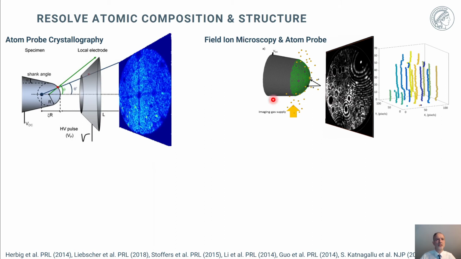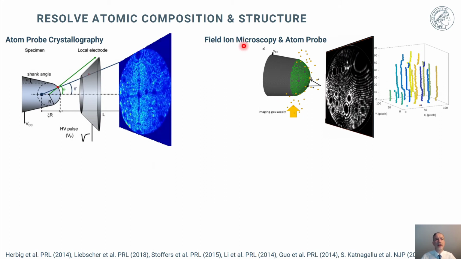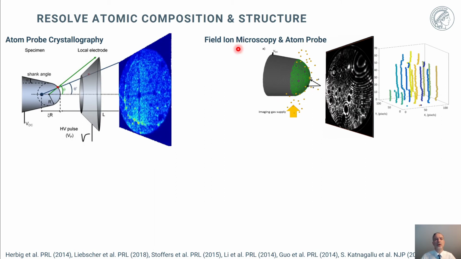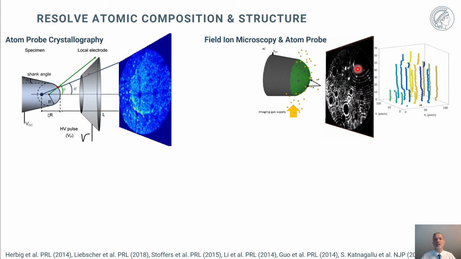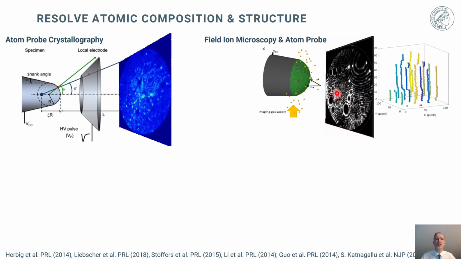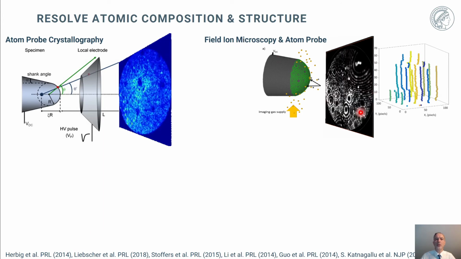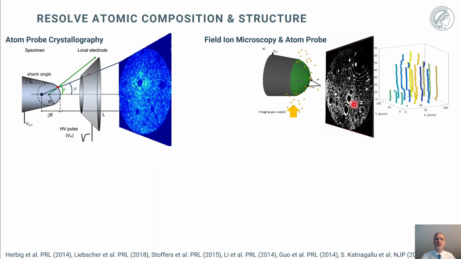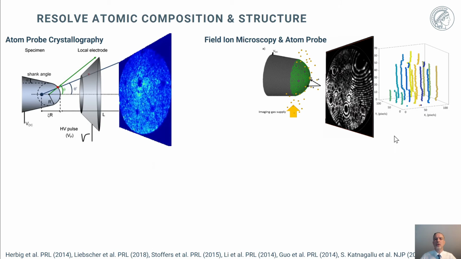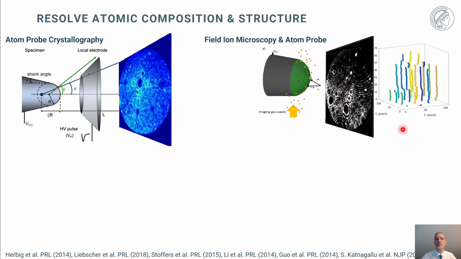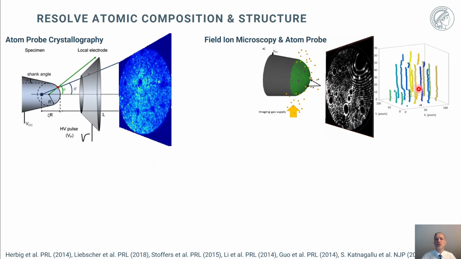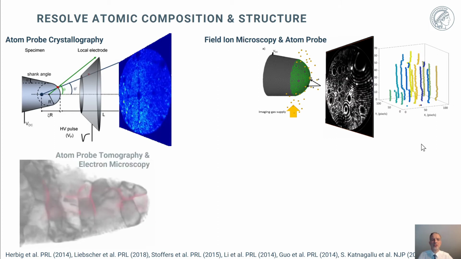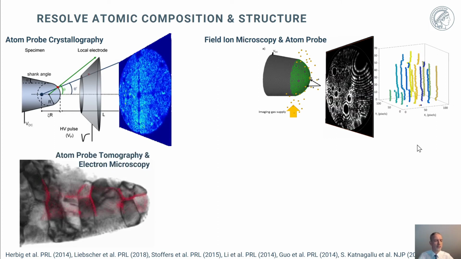Another technique is the combination of field ion microscopy and atom probe tomography. And you see here a little movie from the field ion microscope where, with the help of an image gas, the position of the individual surface atoms is shown, and by sequential evaporation of these atoms you can track their individual atomic positions and reconstruct solids in full 3D.